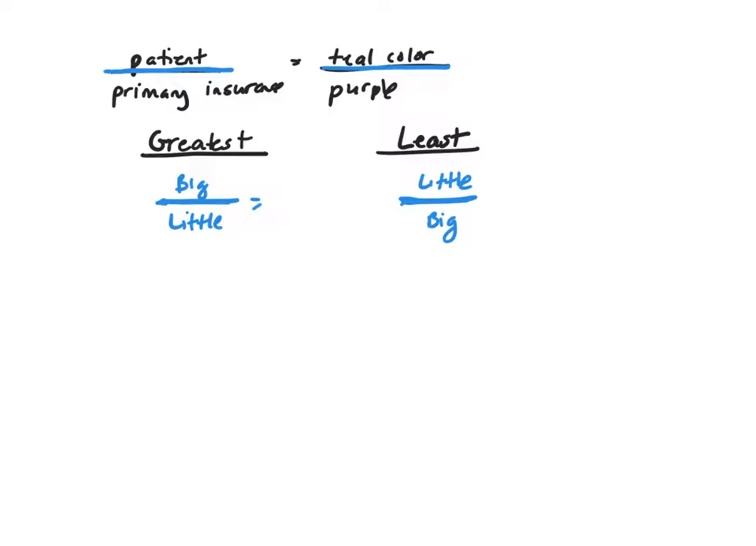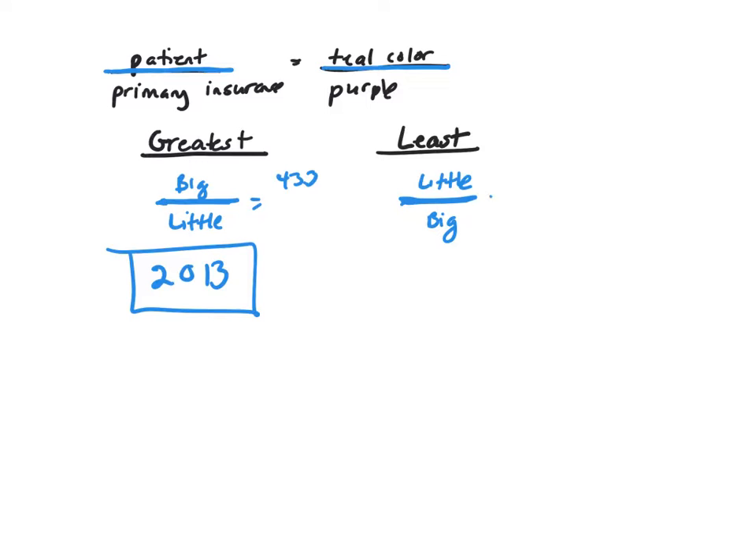And where is your biggest patient? The largest number patient, so look at the teal ones, is going to be over in 2013 with a 43.3. And where is the smallest primary insurance? Purple. That, in that same 2013, is 50.4. So 2013 is where you're going to get the greatest.